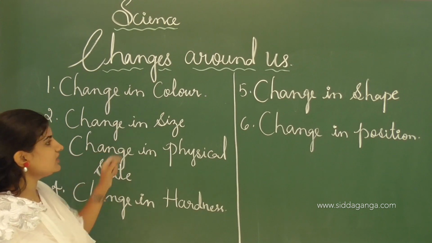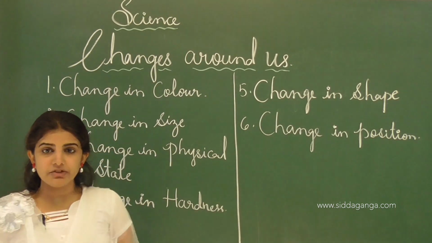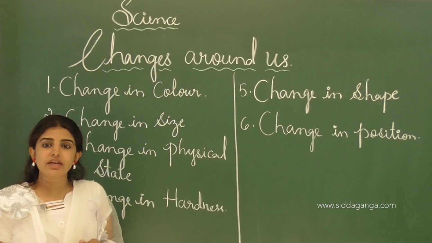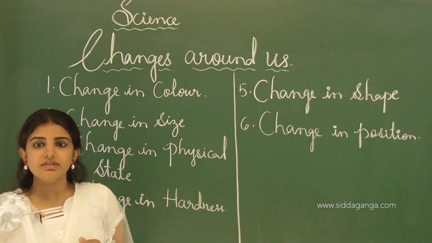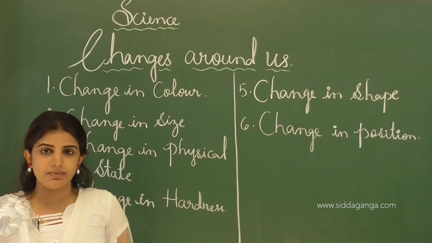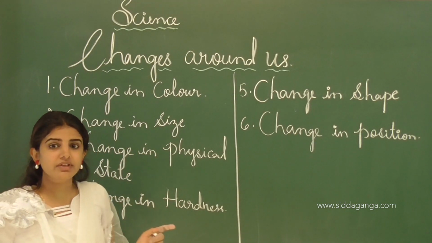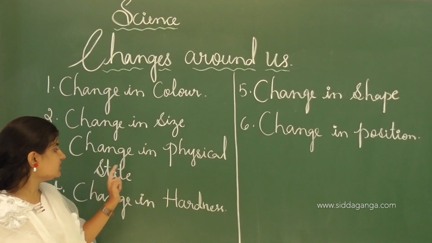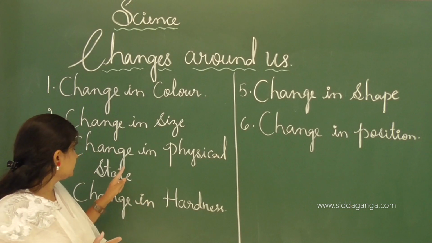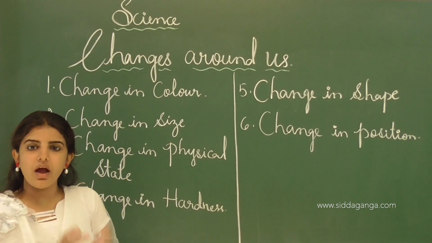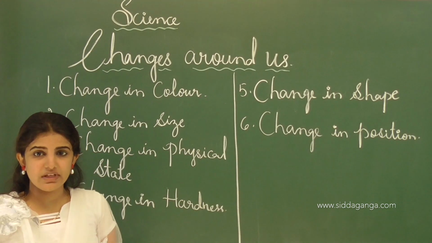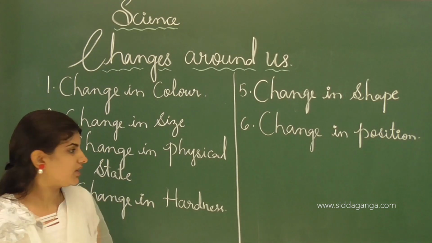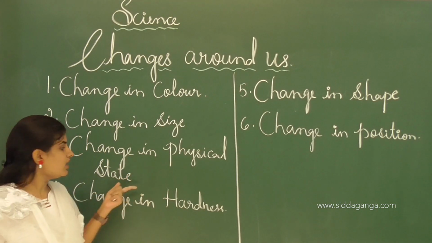And the next one is change in the size. This change takes place in our body and in our surroundings also. See, if the length of the nail increases, then we can say that change has taken place. Also the height and width of the body are changes in size. And the next one is change in the physical state. Ice gets converted into water, which is the liquid state, and water gets converted into vapor, which is the gaseous state. This is how change takes place in the physical state.